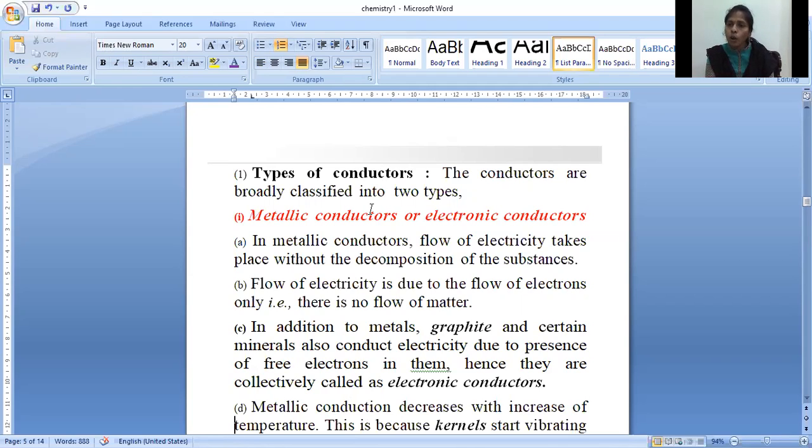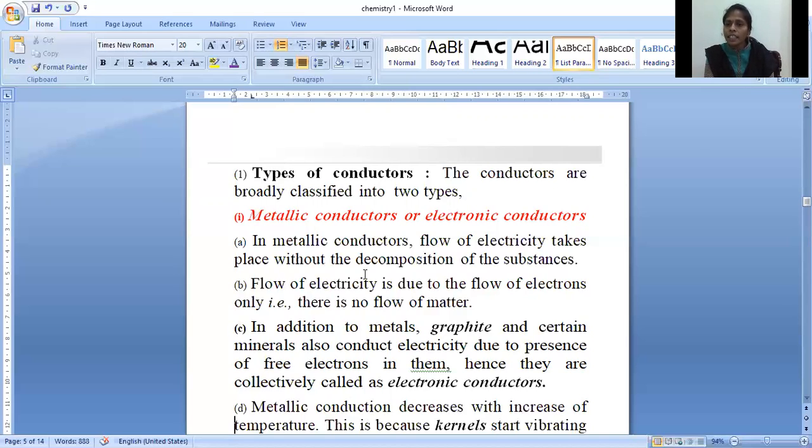Metallic conductors are also called electronic conductors. I will explain at the end of metallic conductors why we call them electronic conductors. In metallic conductors, the flow of electricity takes place without decomposition of the substance. Here decomposition means breaking. So without decomposing the substance, the material exhibits conductance.